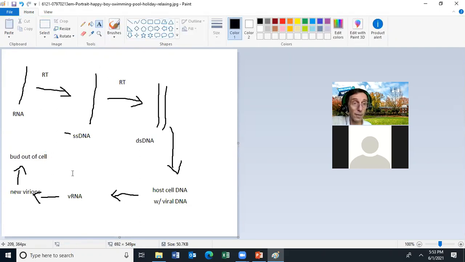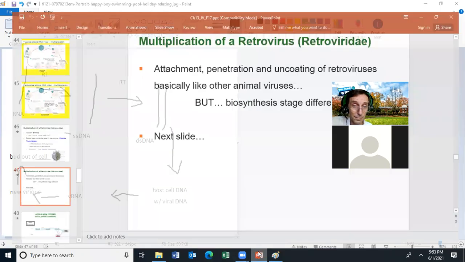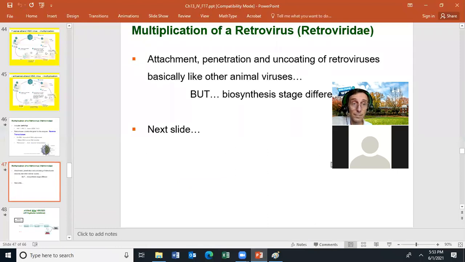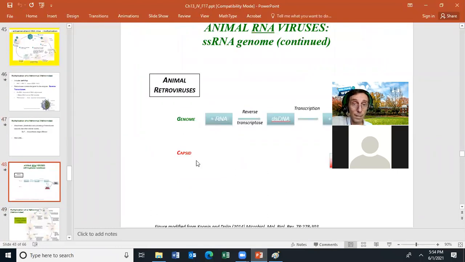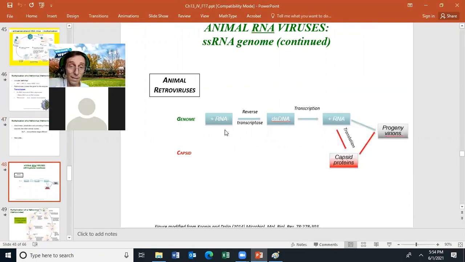Any question about retroviruses and their life cycle? So here you can see retroviruses, the positive single-strand RNA will use reverse transcriptase to make DNA in two steps. First they make single-stranded DNA, and then it makes double-stranded DNA.